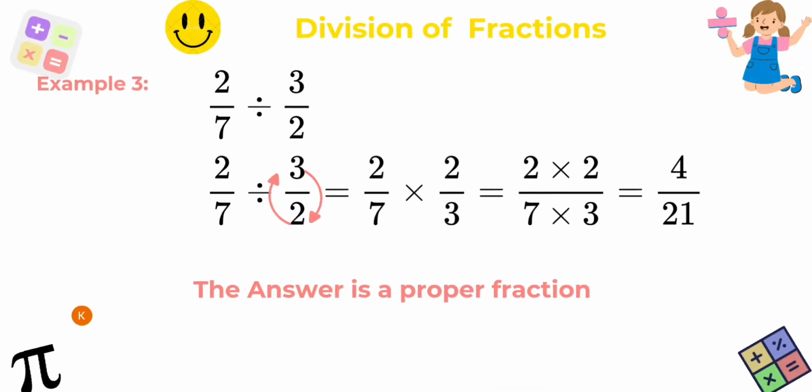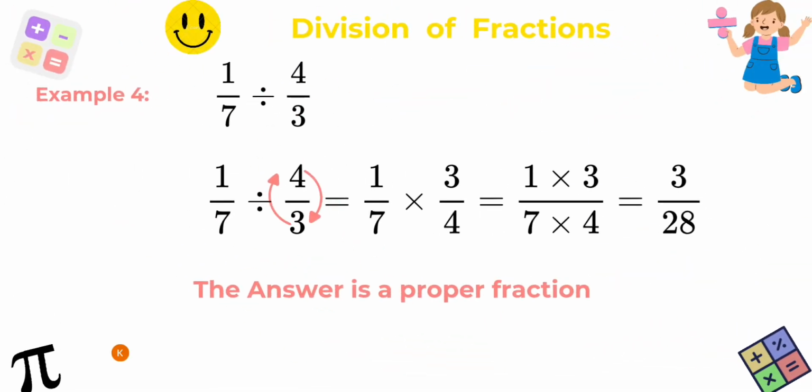Example 3 on division of fractions. We have 2/7 divided by 3/2. To reverse the second fraction, we have 2/7 multiplied by 2/3. Now I have 2 multiplied by 2 divided by 7 multiplied by 3. We have 4/21. So that implies that the answer is a proper fraction.